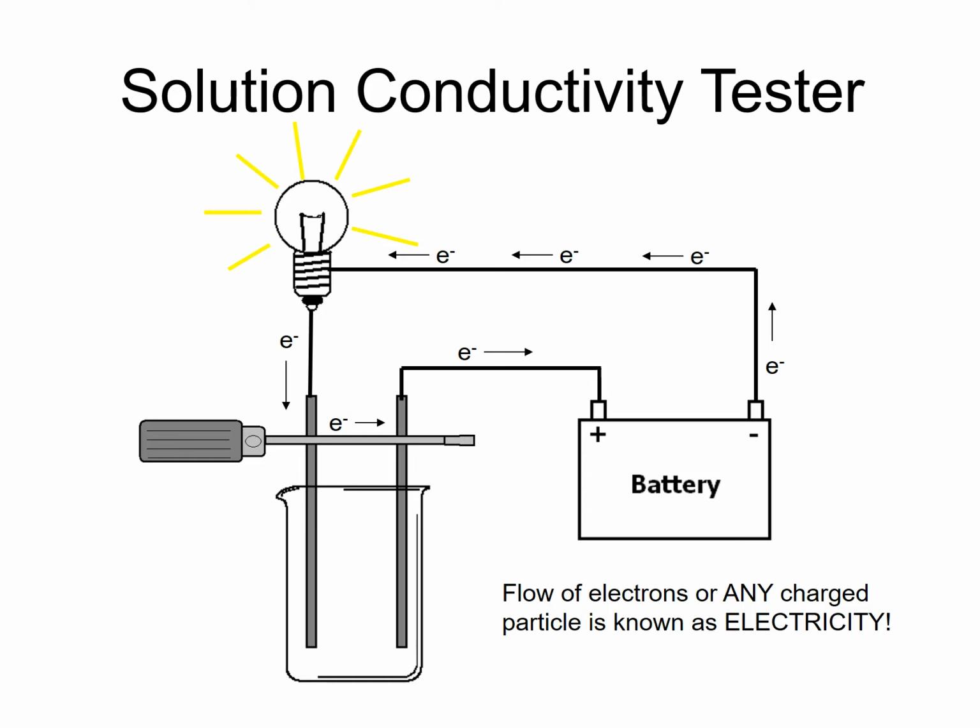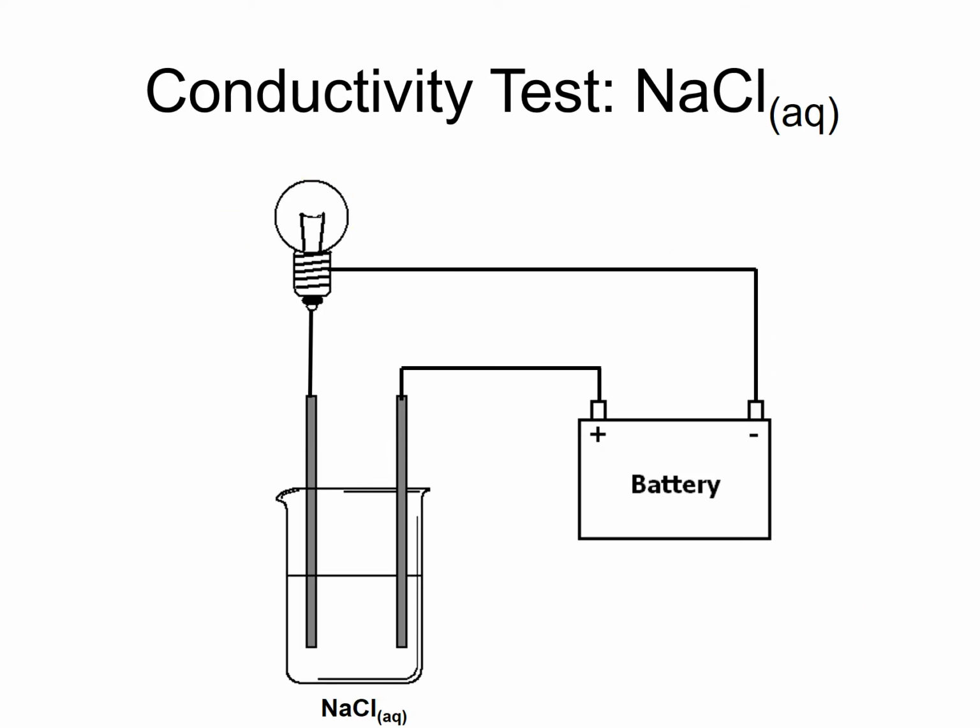So in principle, that's how this device works. If we place something that conducts charge between the 2 electrodes, and in this case it's been a screwdriver, not very interesting, we'll get to that in just a moment. If the electrons can flow, if the charge can flow through the circuit, then the light bulb lights. Okay, we can use our conductivity tester on something that's a little bit more interesting.